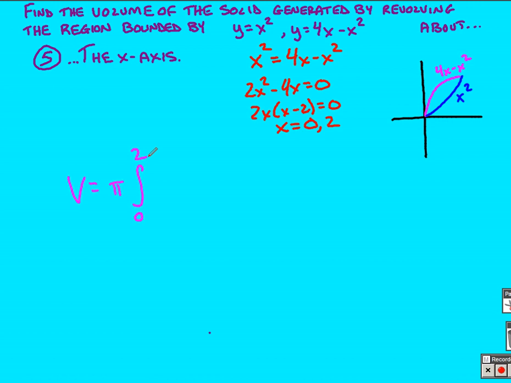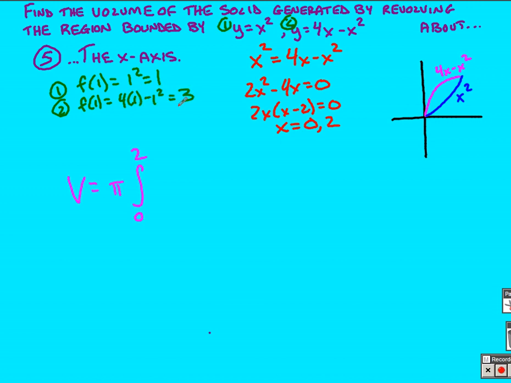Now, how do I know that 4x minus x squared is the one that's on top, especially if I don't have a picture to go by? Well, let's plug in 1 for both equations. So here's the first equation, here's the second equation. For the first equation, what is f of 1? It would be 1 squared, which is 1. For the second one, f of 1 is 4 times 1 minus 1 squared, which is 3.